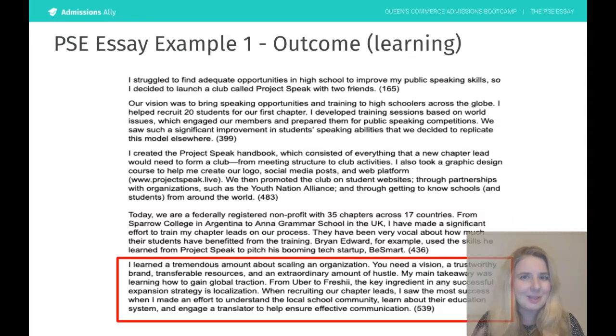So this is going to be all about you. So this says, I learned a tremendous amount about scaling an organization. You need vision, a trustworthy brand, transferable resources, and an extraordinary amount of hustle. My main takeaway was learning how to gain global traction. From Uber to Freshie, the key ingredient in any expansion strategy is localization.